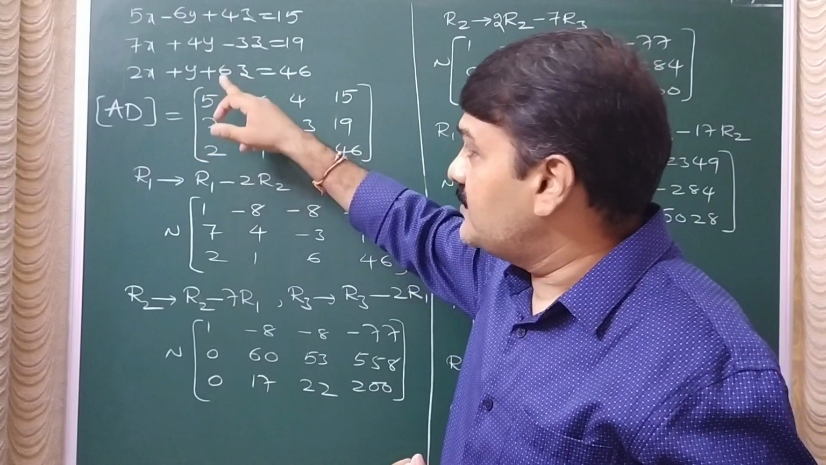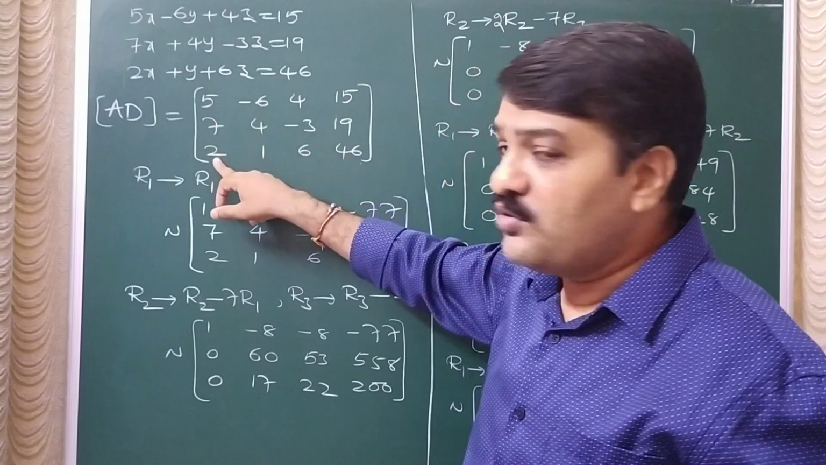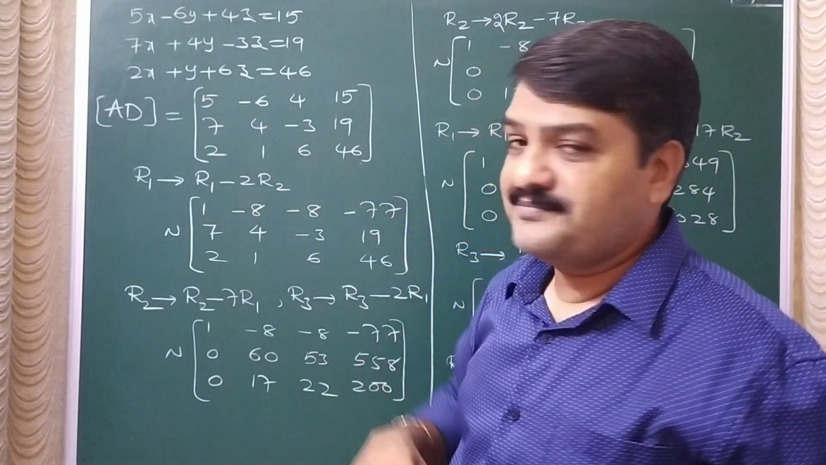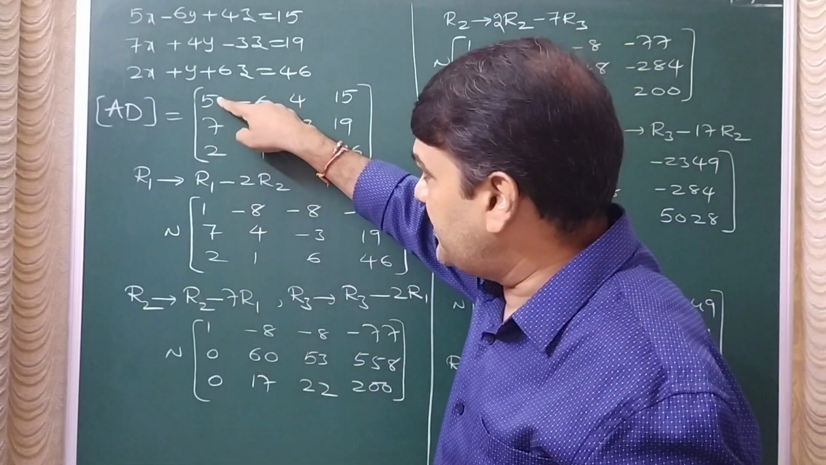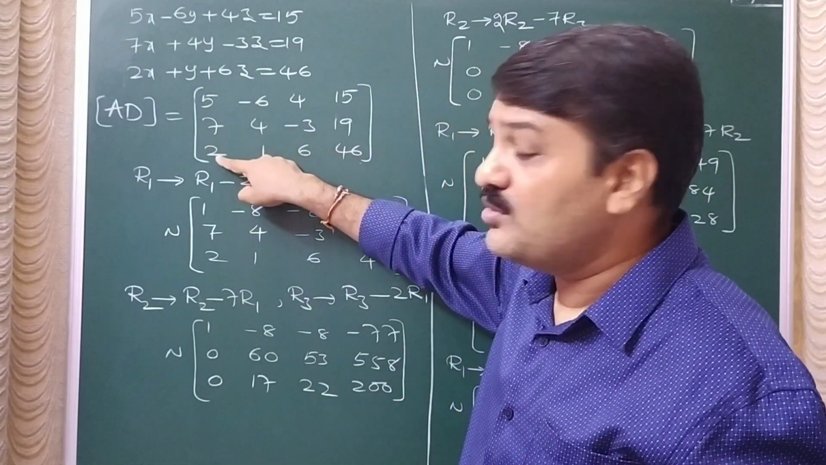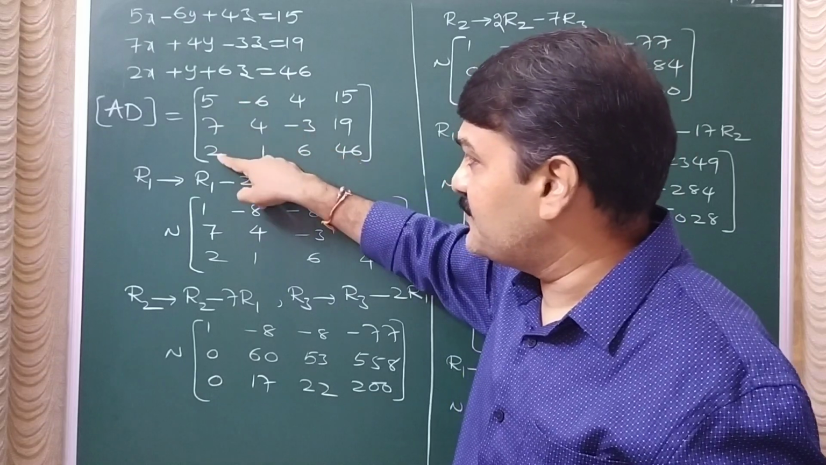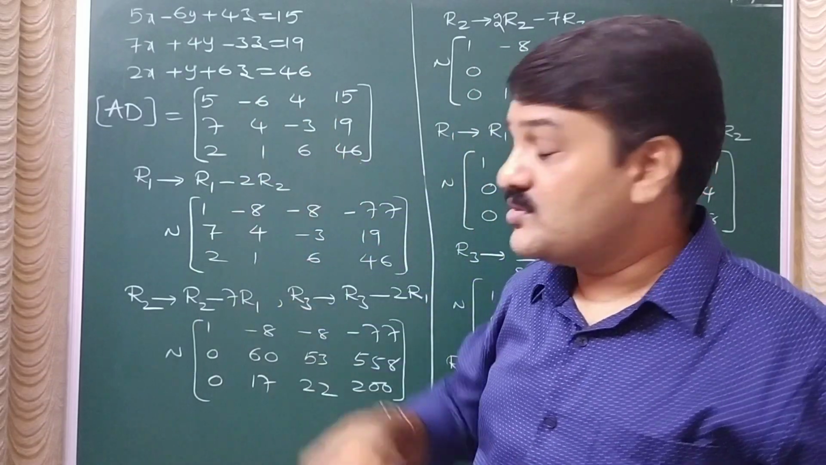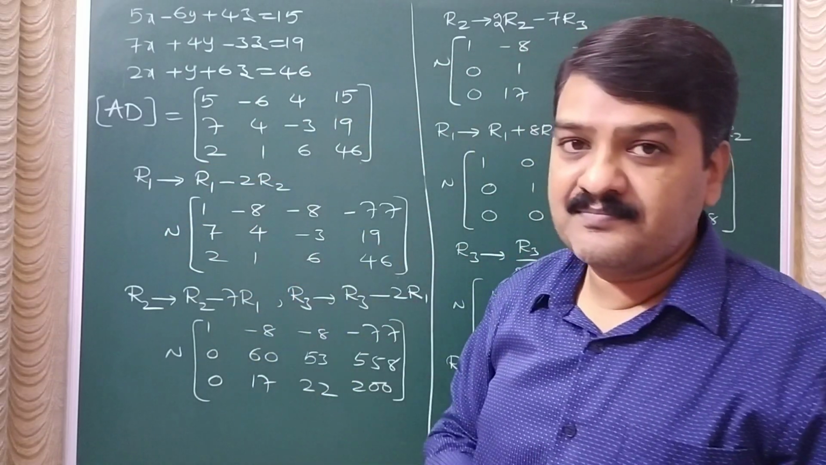R1 minus 2 into R3 we can do to get 1 here. To get 1 here, R1 minus 2 R3. So 5 minus 4, we will get 1. So this is our first step.